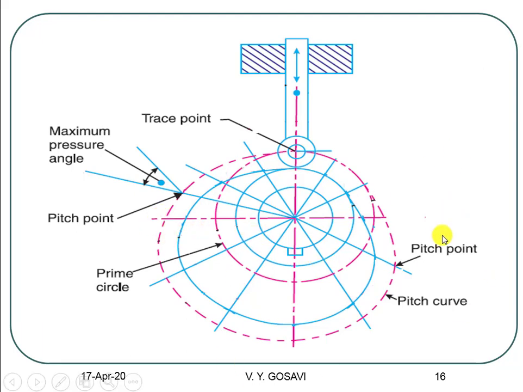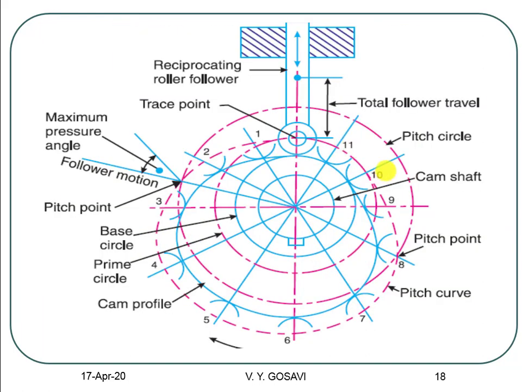Next term is pitch point. It is the point on pitch curve having maximum pressure angle. Next term is pitch circle. If the circle is drawn from center of cam passing through pitch point, then circle is called as a pitch circle. Here you can see this is the pitch circle that can be drawn from the center of the cam and which is passing from the pitch point.